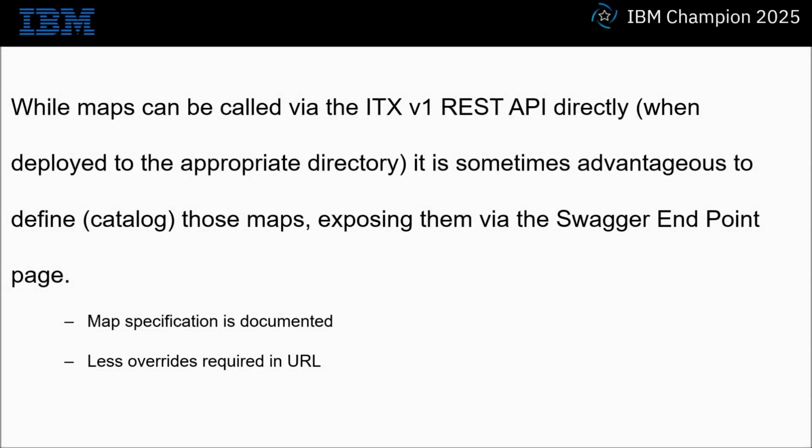While maps can be called via the ITX V1 REST API directly when deployed to the appropriate directory, it is sometimes advantageous to define, i.e. catalog, those maps, exposing them via the Swagger endpoint page. In this way, the map specification is documented and you can use fewer overrides in the URL that you call with the curl command or similar tool.